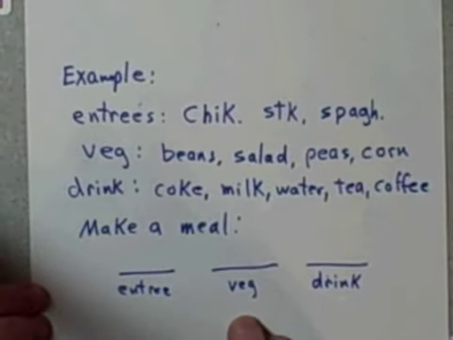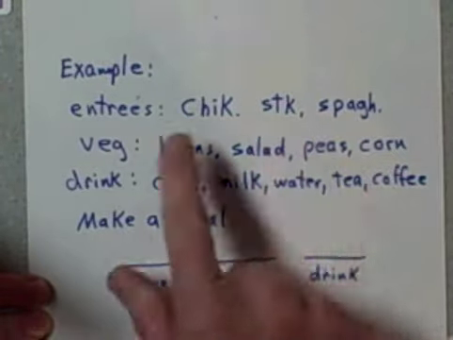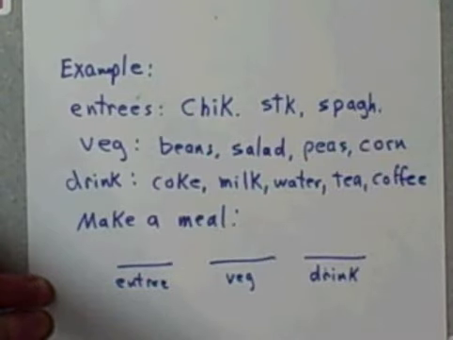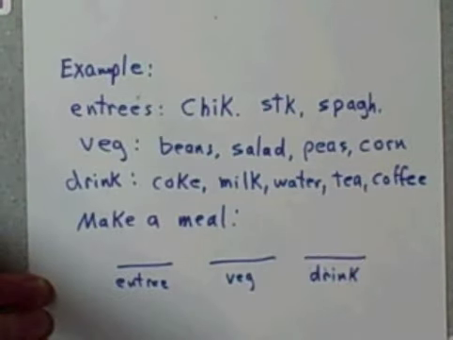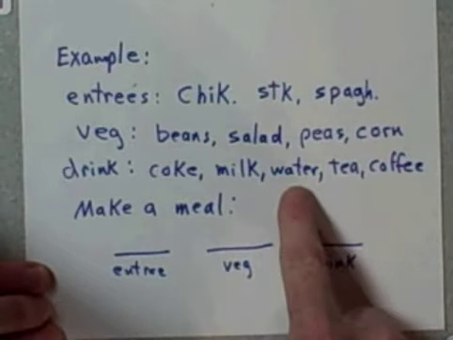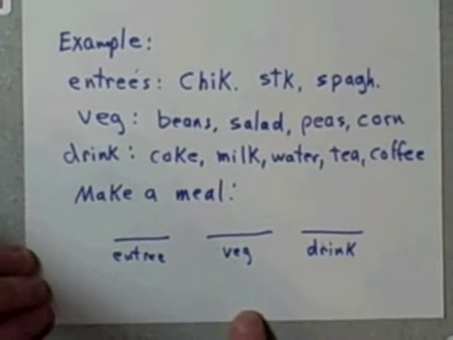Let's talk about food. Let's talk about eating, about a meal. Let's say we go to a restaurant and we find that we have 3 entree choices. We have chicken, steak, and spaghetti. Those are my 3 entrees. The vegetables to choose from are beans, salad, peas, or corn. The drink I have to choose from is Coke, milk, water, tea, or coffee. Those are my choices.